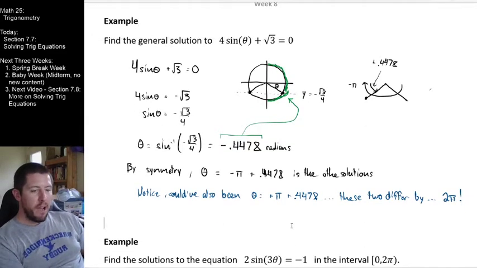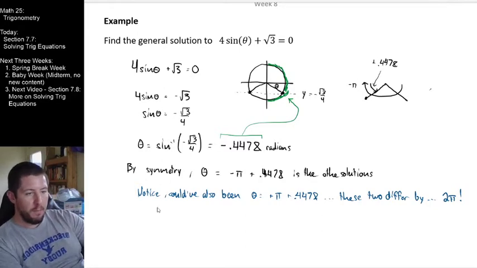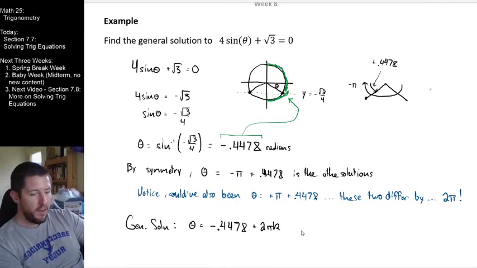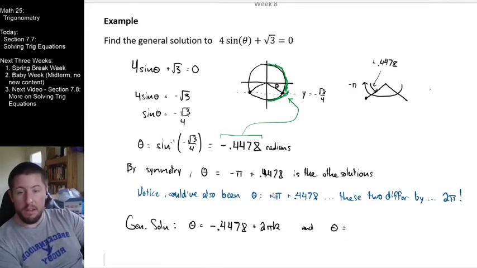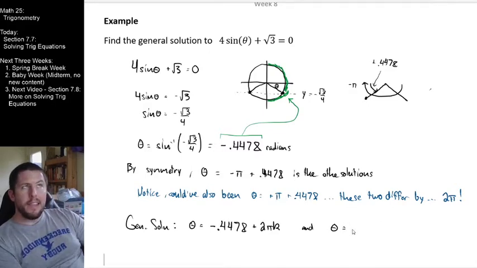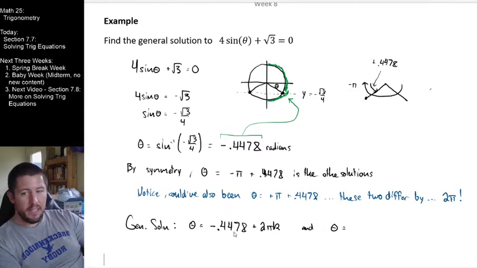Okay, so what I'm going to say now for my general solution for this guy is, it looks like my general solution is theta equals, and my first solution was this guy, so the negative 0.4478 plus 2 pi k, because I know I could just do additional revolutions and land there again, and theta equals, and I could state either one of these. Either one of these would be correct right here. It doesn't really matter. I guess the thing that I'm thinking is it's pretty typical to always list, well, I even broke the rule right there.